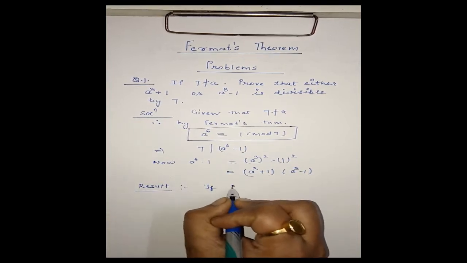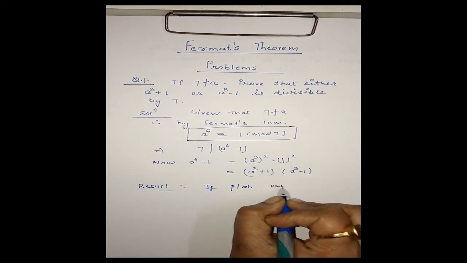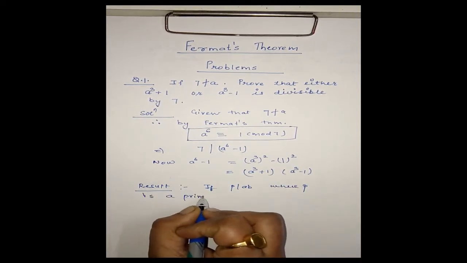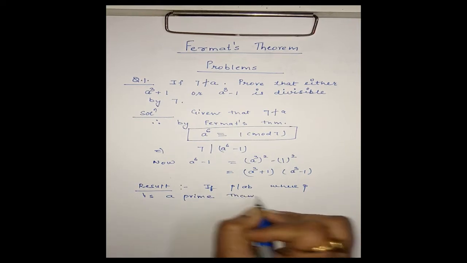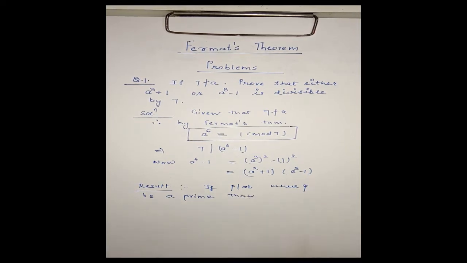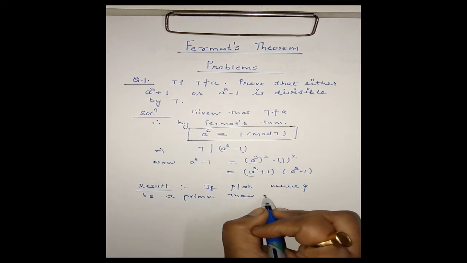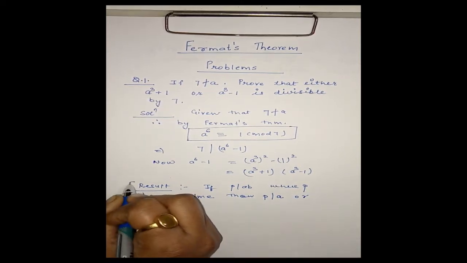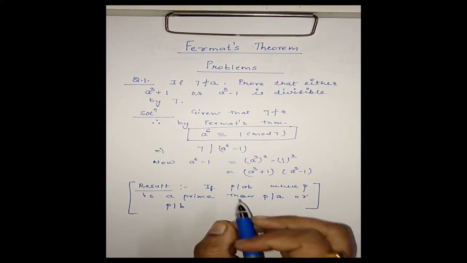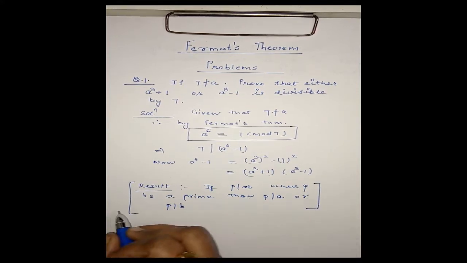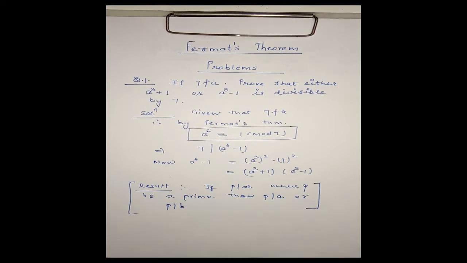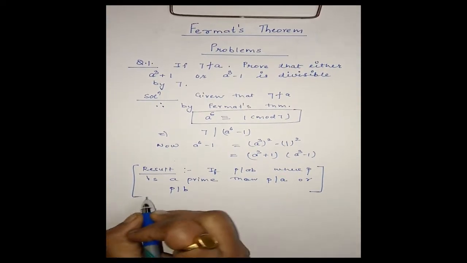If p divides ab, where p is a prime, then p divides a or p divides b. Clear? We have this result. If p divides a into b, where p is a prime, then either p divides a or p divides b. Clear?